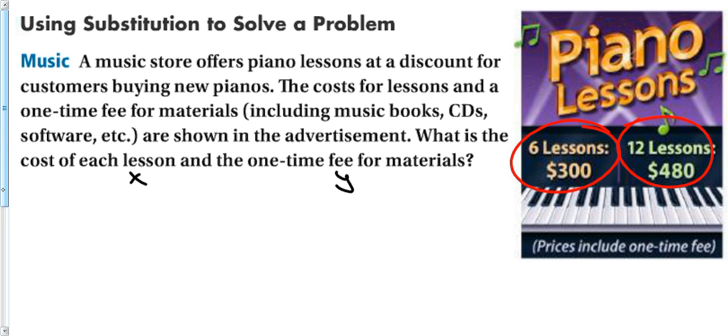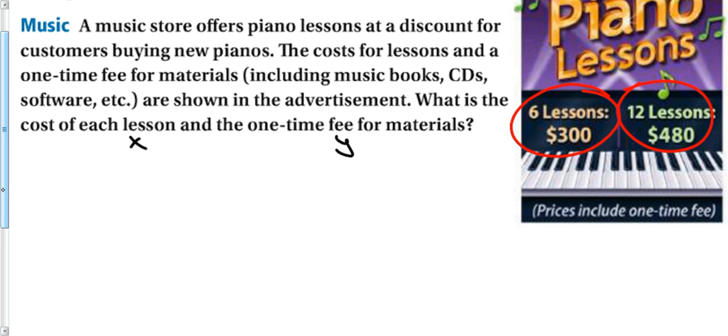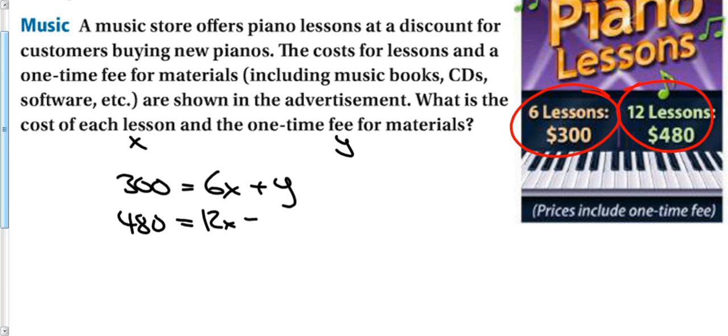Okay, so let's use my information that 300 bucks is going to be 6x, 6 lessons, plus my fee. Same thing for the second one. $480 is going to be equal to 12x plus my fee. Okay. So now you have a couple choices. Now I can solve this using substitution. I could also solve it with my next method, but we haven't got there yet. So let's use substitution again.